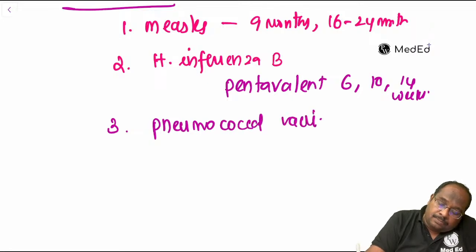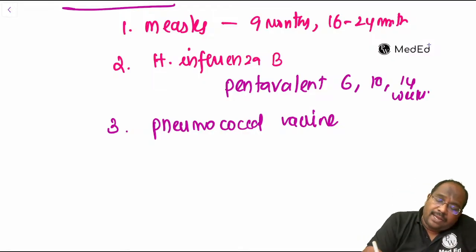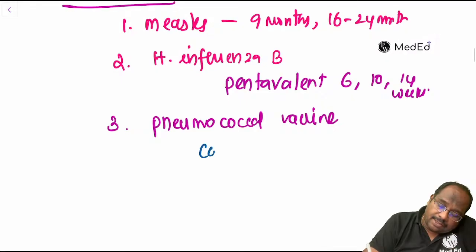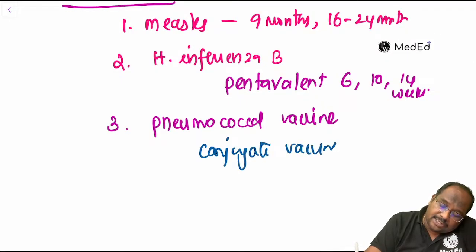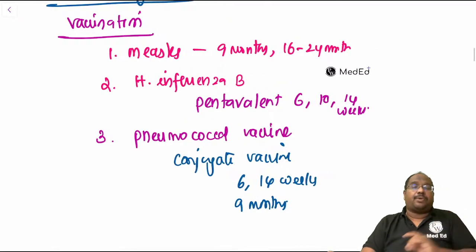Pneumococcal vaccine. One is the polysaccharide vaccine that is available. Another one is the conjugate vaccine. The conjugate vaccine is what we are actually giving in the program, guys. It is given in the program at 6 weeks, 14 weeks, and again at 9 months. So these are the vaccinations we provide.